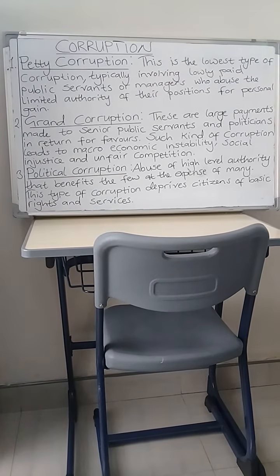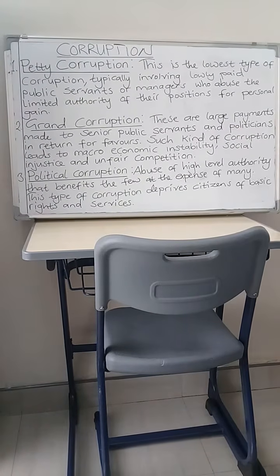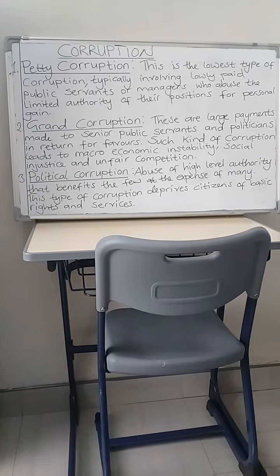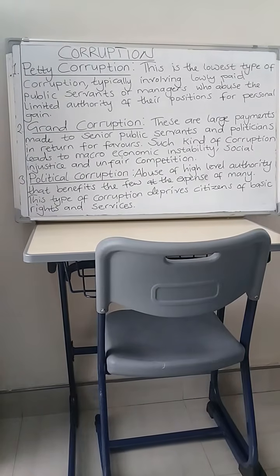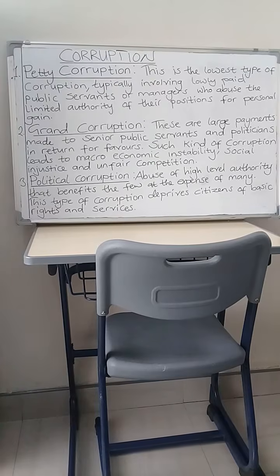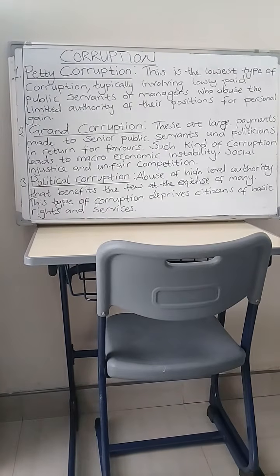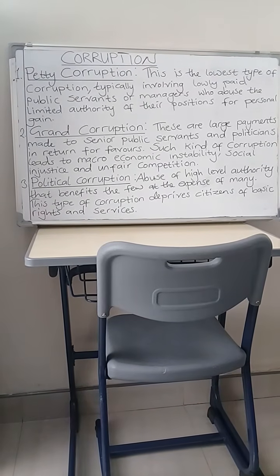Political corruption. So this is a corruption that mainly involves politicians. We're saying this is the abuse of high-level authority that benefits the few at the expense of many. This type of corruption deprives citizens of basic rights and services.